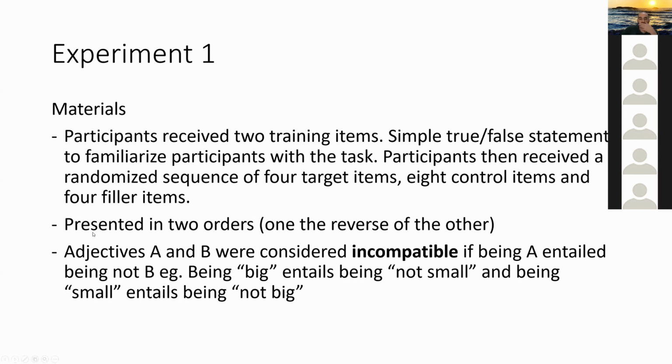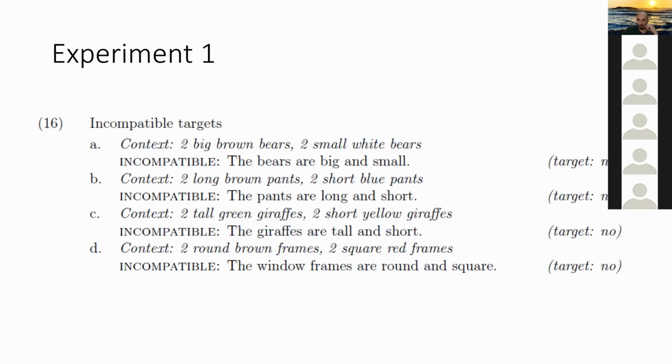Adjectives A and B were considered incompatible if being A entailed B being not B. So what this means is that being big entails being not small, and being small entails being not big. So something along those lines. So if you're hot, you can't be cold. If you're cold, you can't be hot. So this is an example of some of the incompatible sentences that was given to the children as a trial.